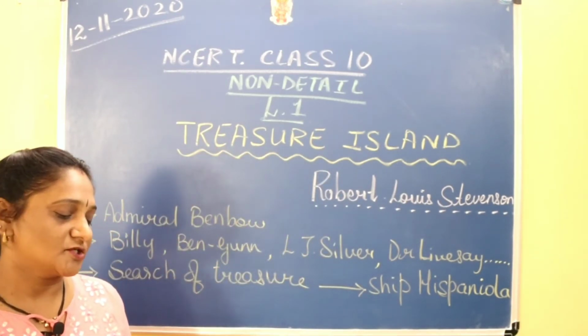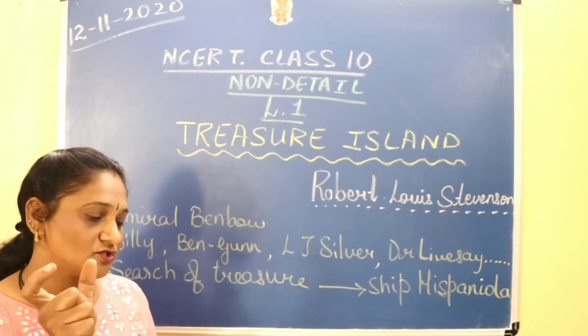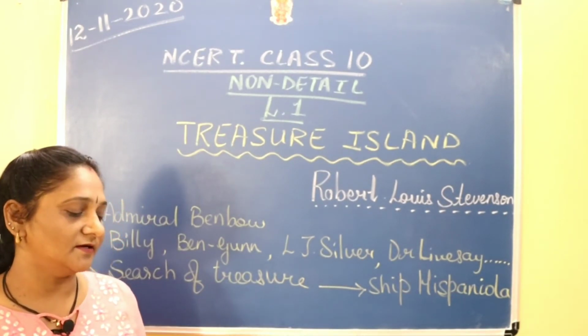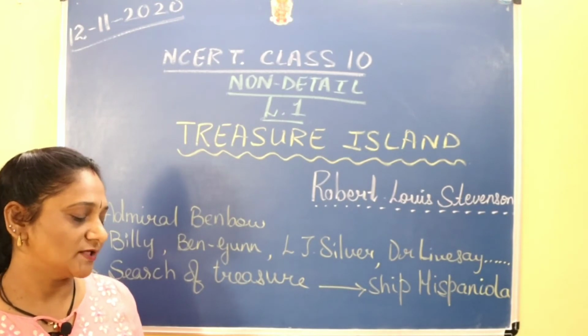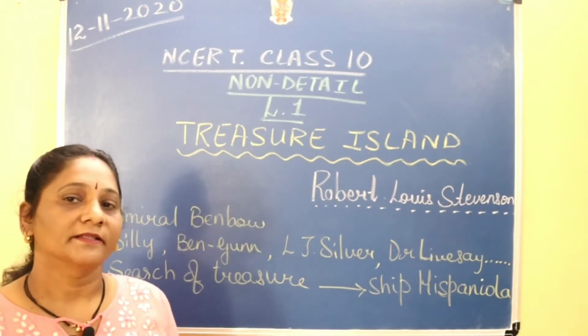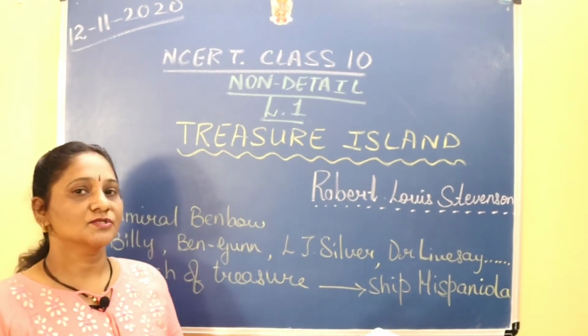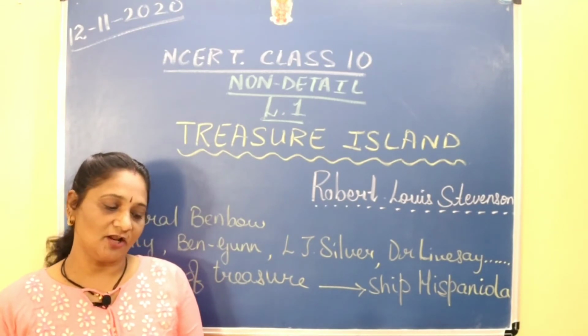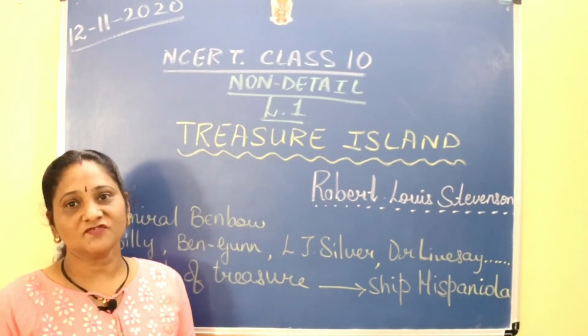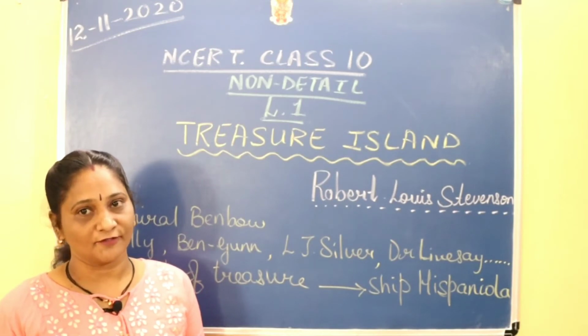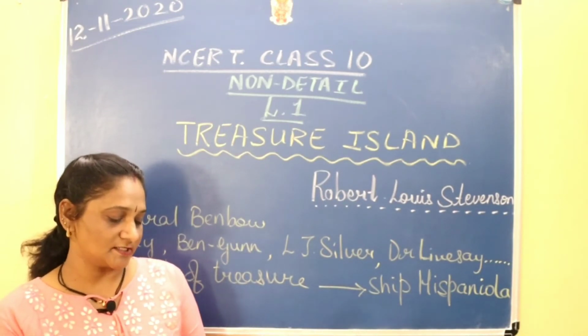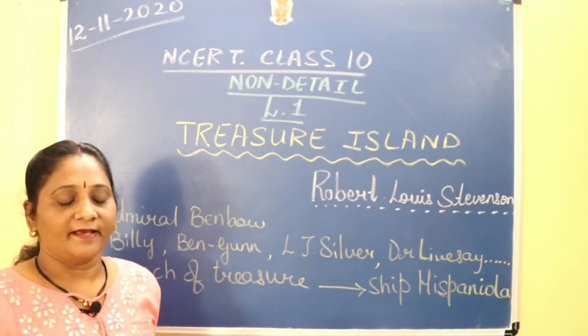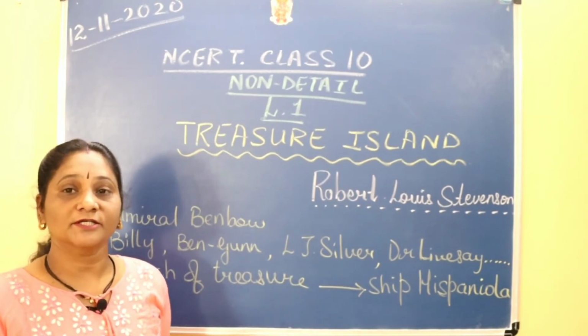This is called the treacherous plan of Long John Silver. The plan was to kill the captain, the doctor and the squire. The question is, what was the treacherous plan of Long John Silver? It's a question of 2 marks. So totally there were 26 people aboard the ship.